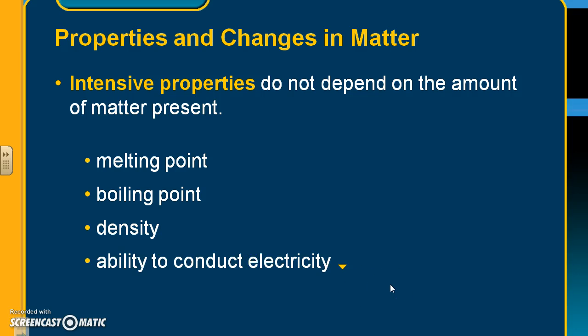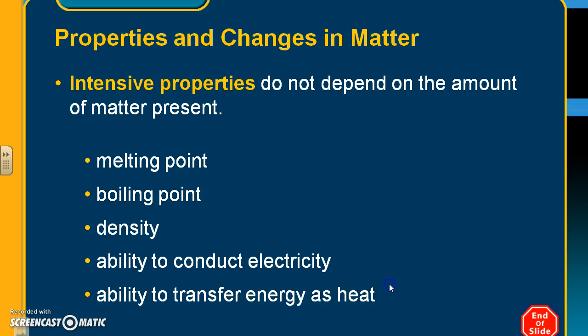Now, the ability to conduct electricity. Copper wire has a good ability to conduct electricity, and so it doesn't matter how much copper wire you have, it still conducts electricity. Ability to transfer heat. You know that if you grab onto a metal spoon that's been sitting in a boiling hot water bath, it's going to be hot, whereas wood will not. So those would be the properties of those substances.